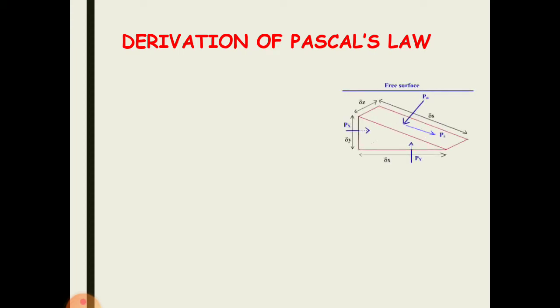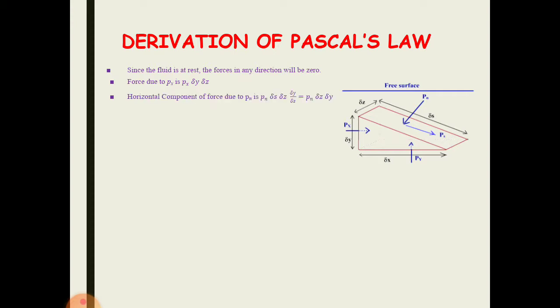To prove Pascal's law, let's consider a small fluid element of triangular wedge shape as shown in this figure. Since the fluid is at rest, the net force in any direction will be zero. In this figure, it can be seen that there are two forces acting in the x direction. One force is acting in the rightward direction due to pressure Px. The second force is acting towards the left direction, which is the horizontal component of the force due to Pn.